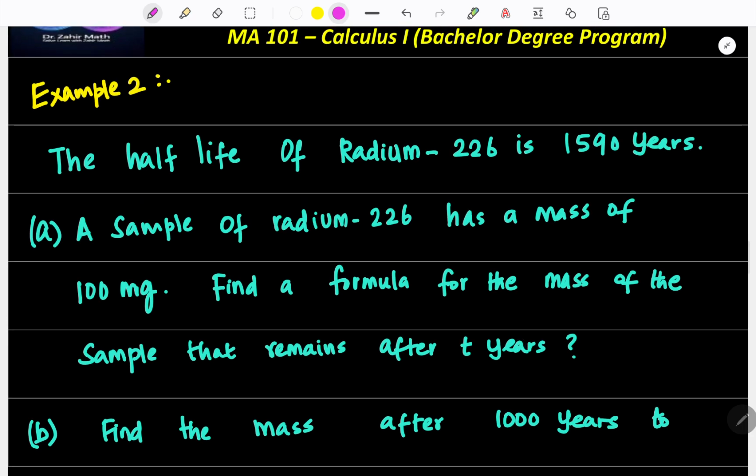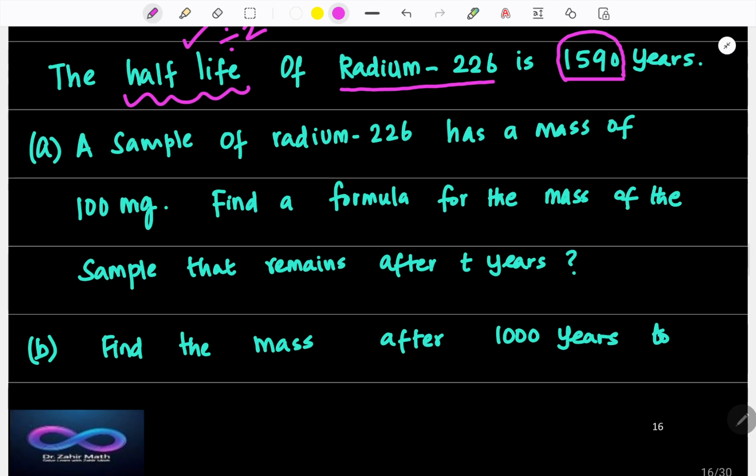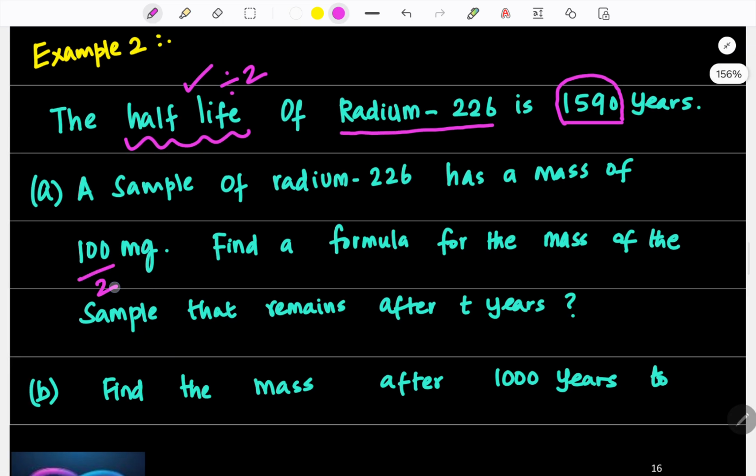Let's read this question. The half-life of radium-226. It is a radioactive substance, okay? Radium-226 is 1590 years. Keep it in your mind. At that time, it is half-life. Half-life means you have to divide by 2. Which one? The mass. What is the first question? A sample of radium-226 has a mass of 100 mg. So this radium-226, the mass is 100 mg. This is the half-life period. So you have to divide this by 2.